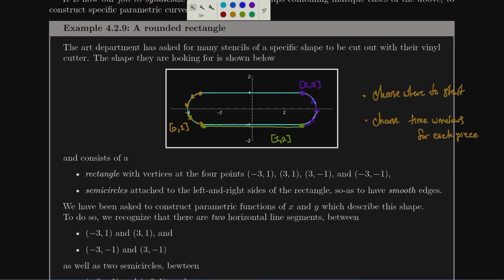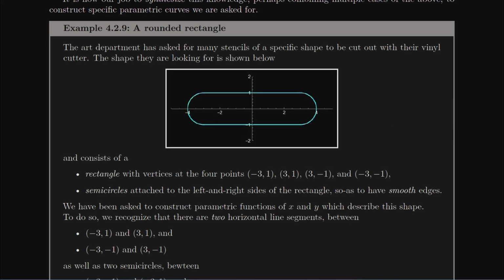And then maybe I want to do the very last line segment over the time window 3 to 4. So I'm going to have to construct each of these portions of a parametric curve over their respective time windows and then stitch everything together at the end. So let's just focus on that left semicircle here.